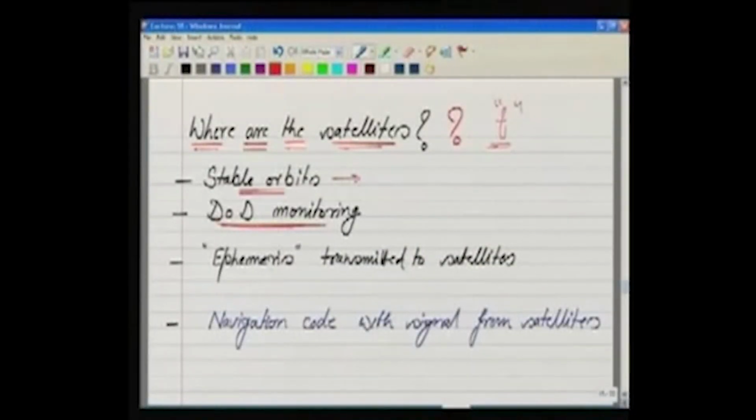So from the ground station, the satellites are being monitored. Whenever there is any perturbation, that perturbation is being recorded by the Department of Defense, and this information is called ephemeris. So this ephemeris is transmitted back to the satellite. So the precise positions of the satellite which is being monitored is sent back to the satellite again. Why is it sent back to the satellite?